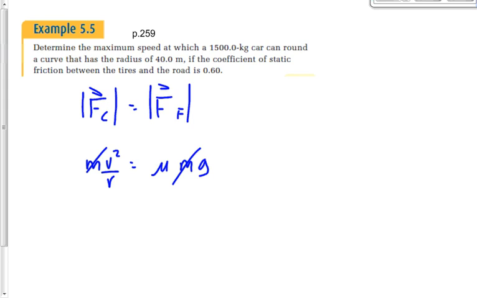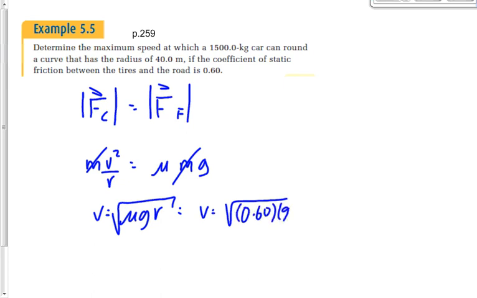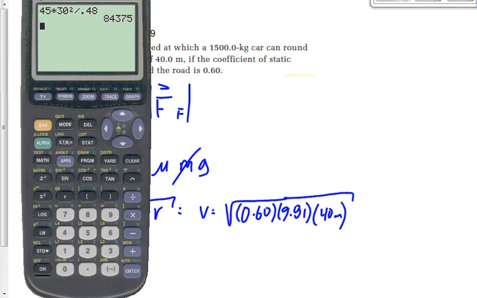Okay, we're going to solve for speed here. So let's take the r up by multiplying. It becomes mu times g times r. And then let's square root that. Square root of 0.60 times 9.81 times r, 40 meters. Let's solve that now. Let's say 0.6 times 9.81 times 40. Let's press equals, and then let's square root that.